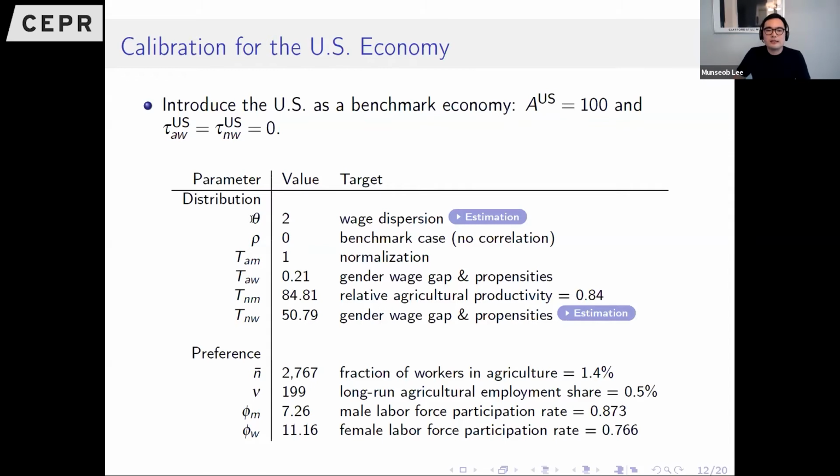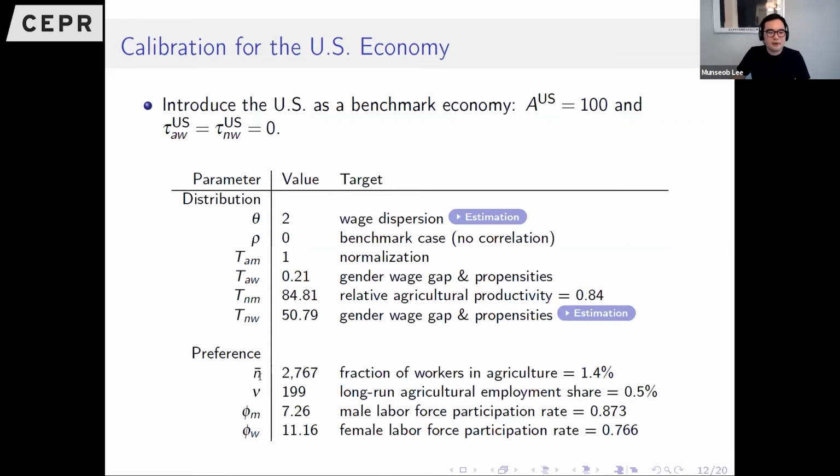There are 6 distribution parameters and 4 preference parameters. I'm not going to spend much time on this, but the one thing I can tell you is that the dispersion parameter is calibrated to match the wage dispersion. And in the benchmark case, I will assume zero correlation in the talent. And for the location parameter, the only message here is that just looking at the US data, we can tell that the female workers have a comparative advantage in the non-agricultural sector, and the male workers have a comparative advantage in the agricultural sector.